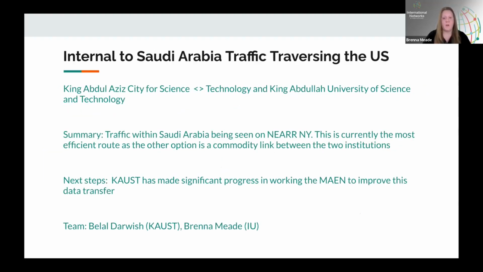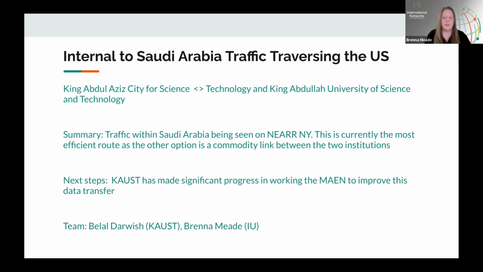And then one of my favorite examples is internal to Saudi Arabia traffic traversing the US over NEAAR. So we had two universities in Saudi Arabia. Their data transfer traffic was being seen in New York over NEAAR. After working with their engineers, we determined that this is actually currently the most efficient route, as the other option is a commodity link between the two institutions.